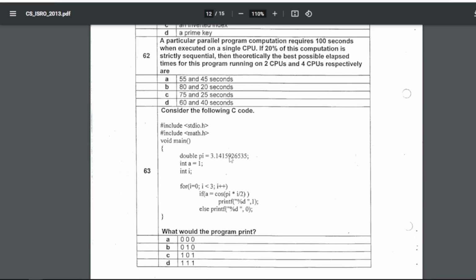Now question number 63 is asking, we have been given a C program, what will be the output or what will the program print?